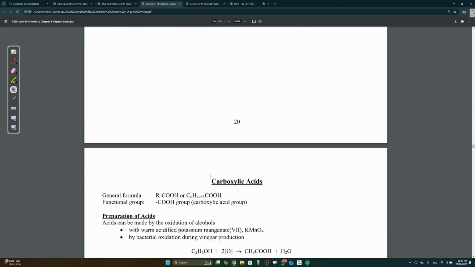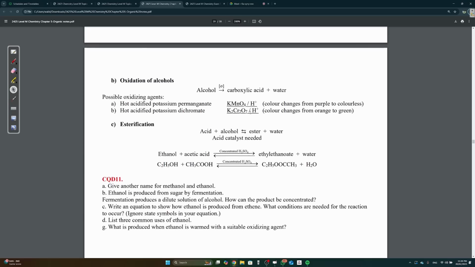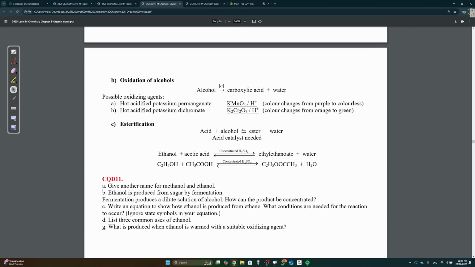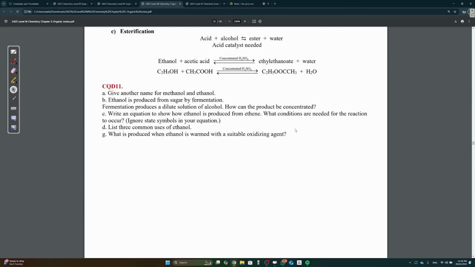We're now going to move to carboxylic acids and talk more about that. But always know the carboxylic acid is something-oic acid. Ethanol would be ethanoic acid. Methanol will get you methanoic acid. Propanol will get you propanoic acid, and so on and so forth.